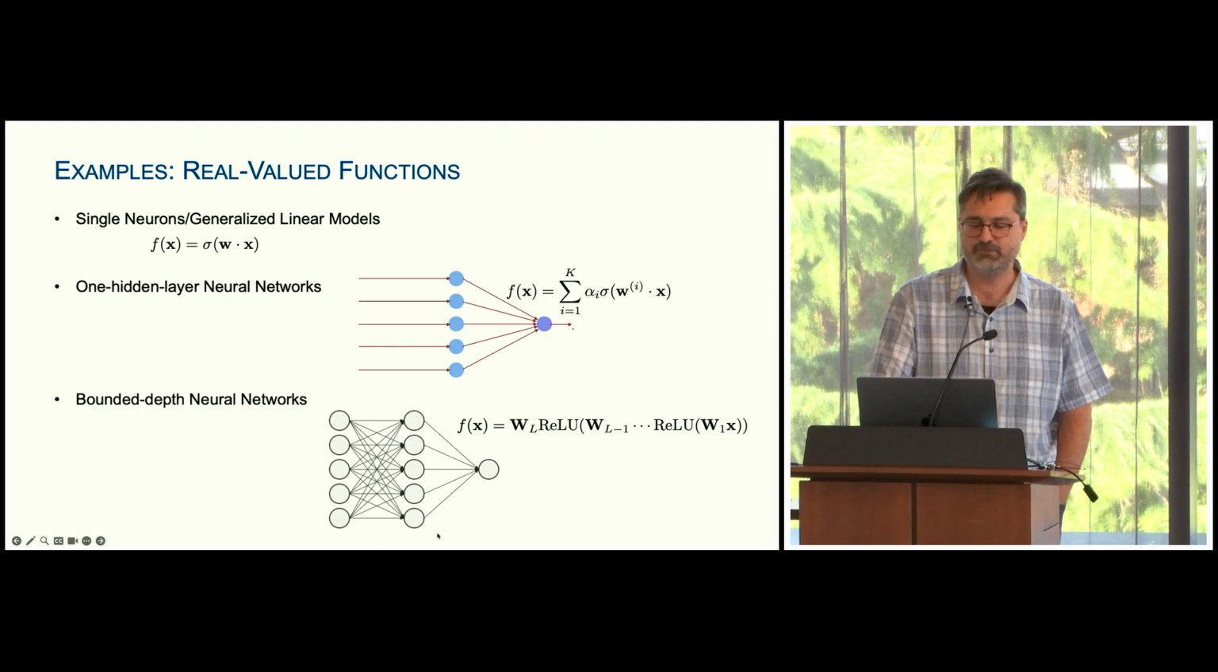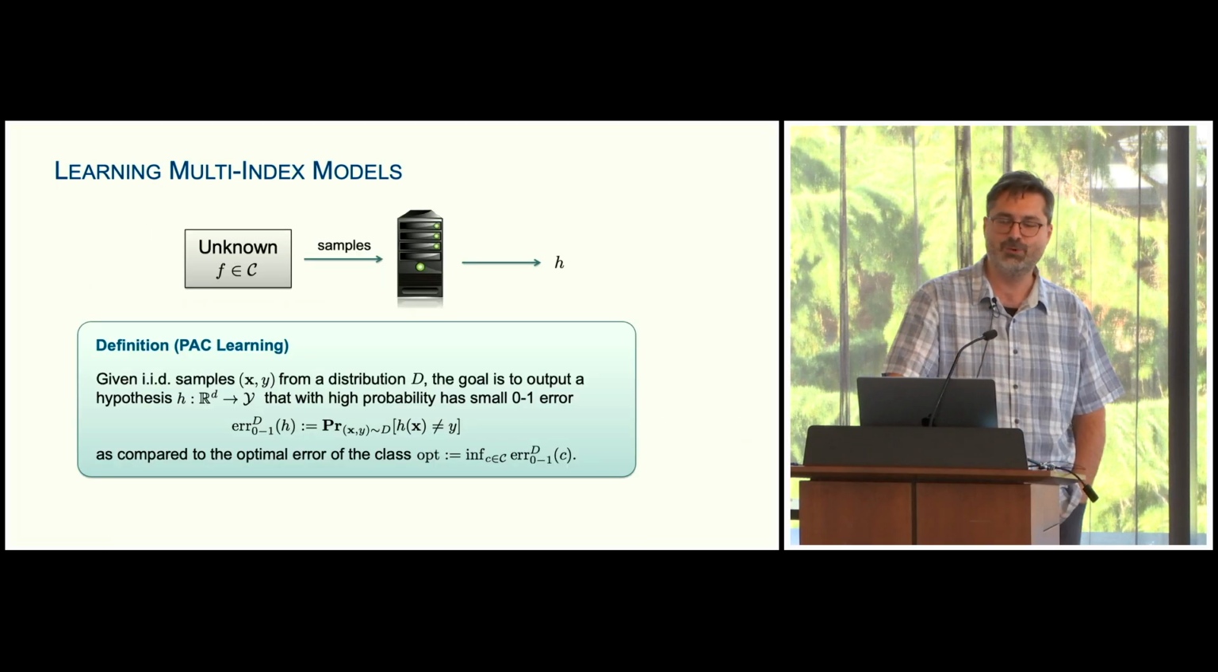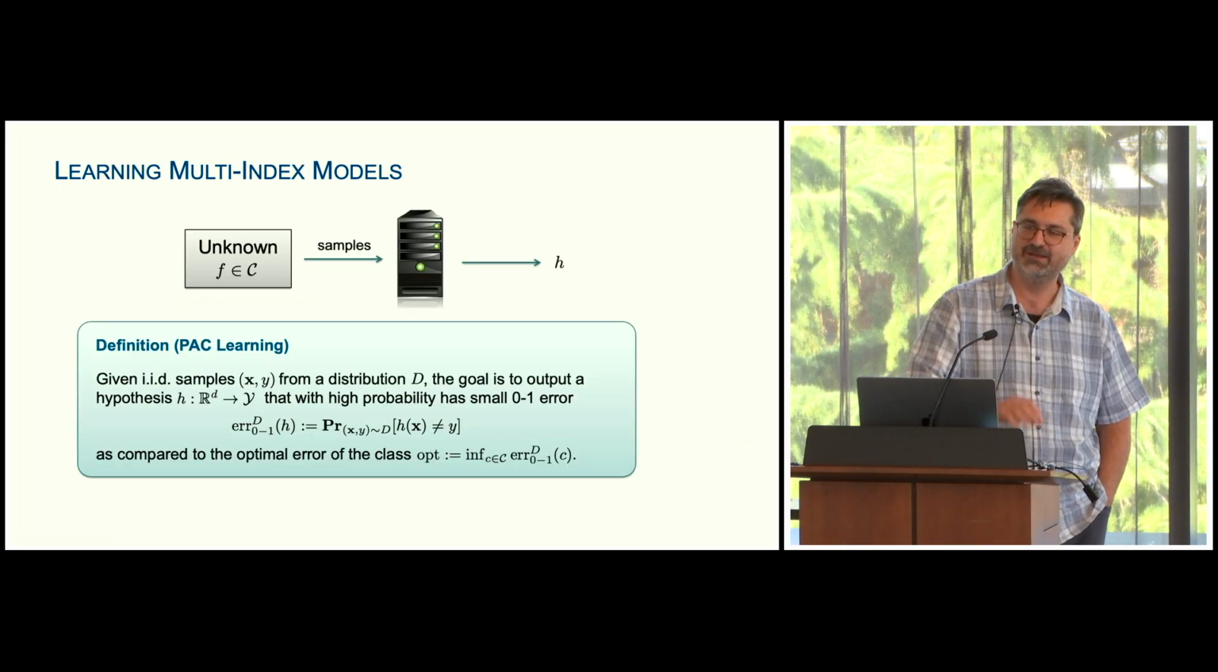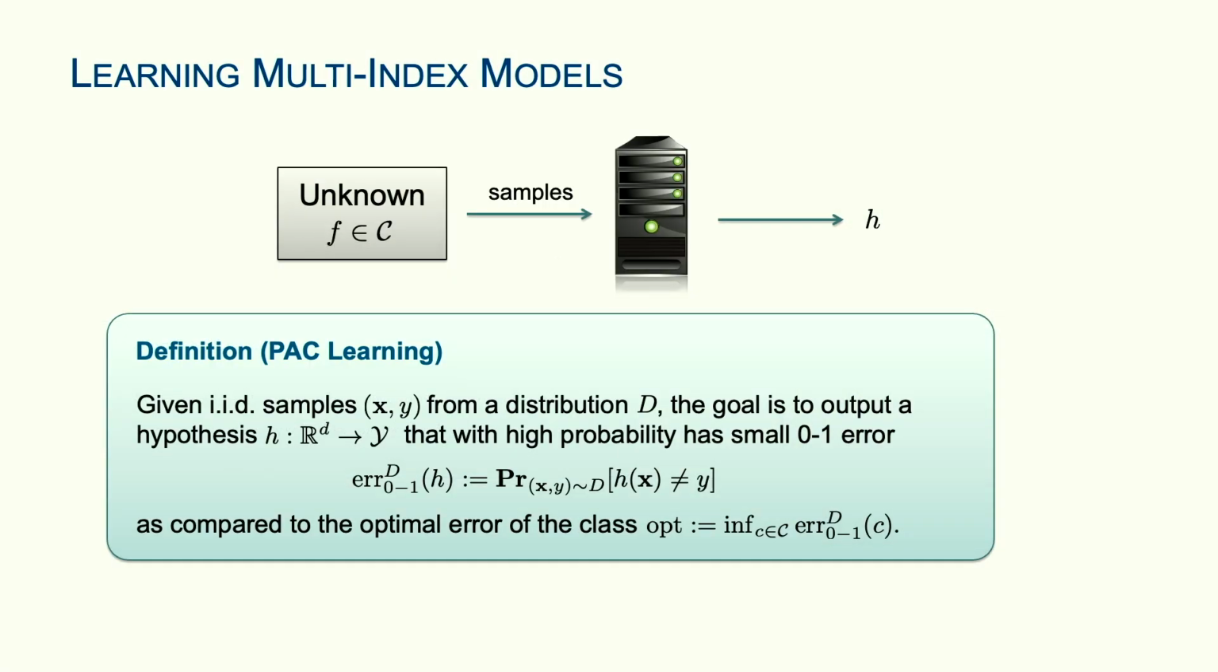Now, in terms of what we want to do, we want to learn those models. Here is a definition of learning. I'm interested in PAC learning. My loss is going to be the 0-1 loss. This is what I want to achieve: find a hypothesis that has small 0-1 misclassification error.